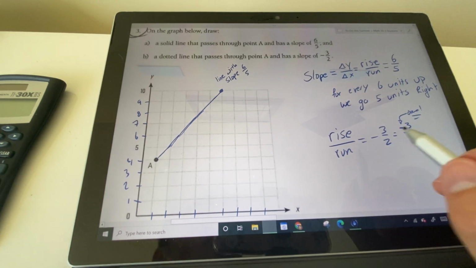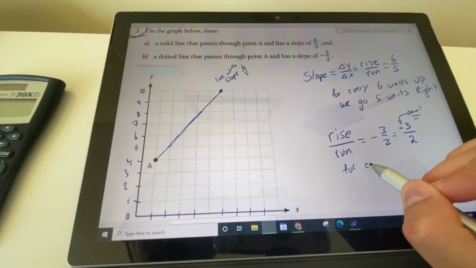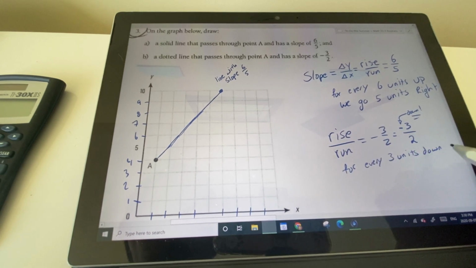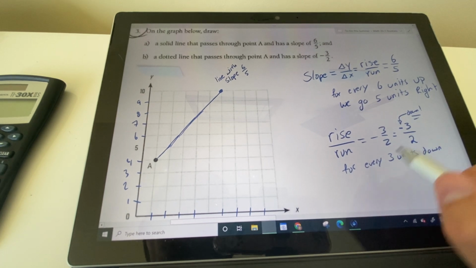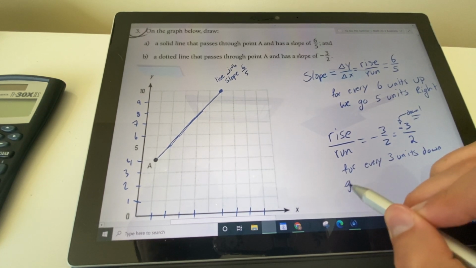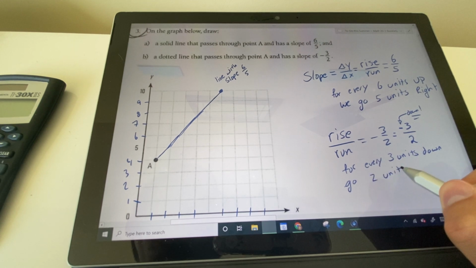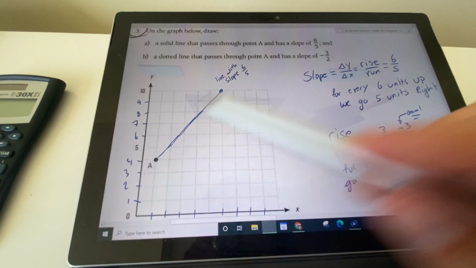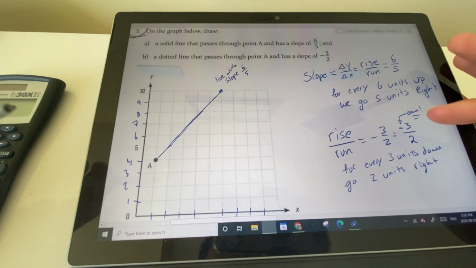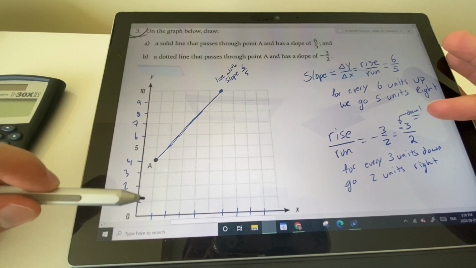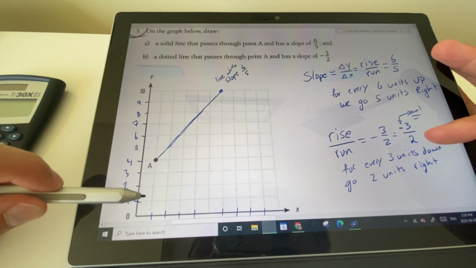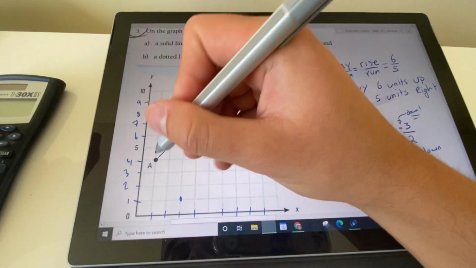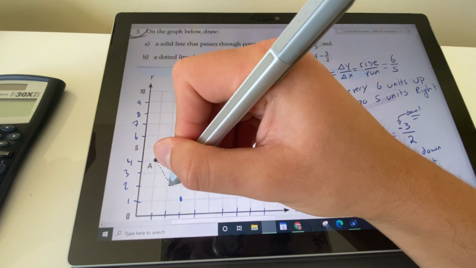Okay, so for every 3 units down, and this is a positive number for number 2, that means we just go right. Go 2 units right. Okay, so here we start at A again, and we go 3 units down. So 1, 2, 3. And we're going to go 2 units to the right. 1, 2. So we're going to end up here. And that will be a dotted line.